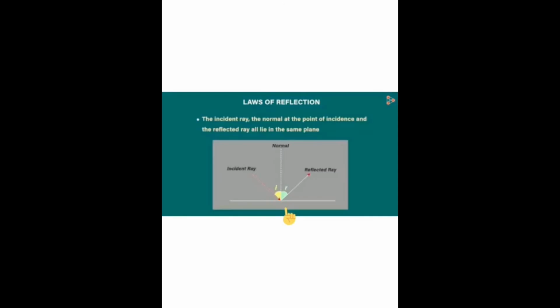So next is the second law. What is the point of incidence? The point on the surface where the incident ray strikes the surface is called the point of incidence. Okay. So here the second law states that the incident ray, the normal at the point of incidence, and the reflected ray all lie in the same plane. See the diagram? The incident ray, the normal at the point of incidence, and the reflected ray lie in the same plane.